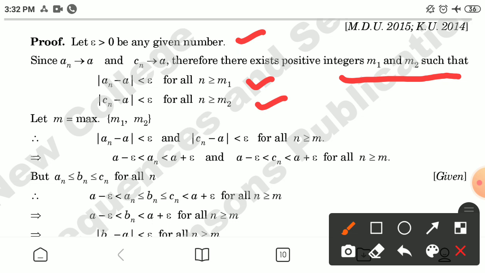For these two relations, let m be the maximum of m1 and m2. Therefore |a_n minus a| is less than epsilon and |c_n minus a| is less than epsilon for all those n which are greater than or equal to m. This implies a_n is between a minus epsilon and a plus epsilon, and c_n is also between a minus epsilon and a plus epsilon for all n greater than or equal to m.